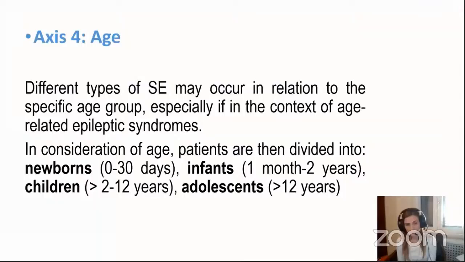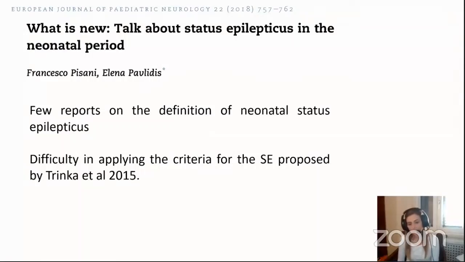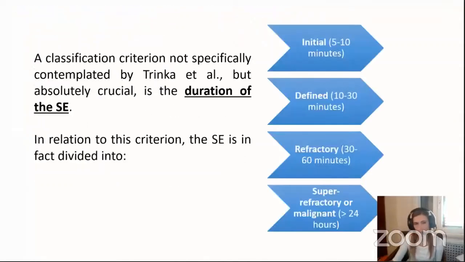The age of the patient is a very important aspect within the approach of the clinicians to patients with SE, because the diagnostic approach, the laboratory exams, and the different etiologies that can be considered can be very different in neonatal age, infants, children, and adolescents. And a very different talk needs to be had about the neonatal period, in which all criteria proposed by Trinka and colleagues are difficult to apply because the characteristics of SE in the neonatal period are very different from the other ages.